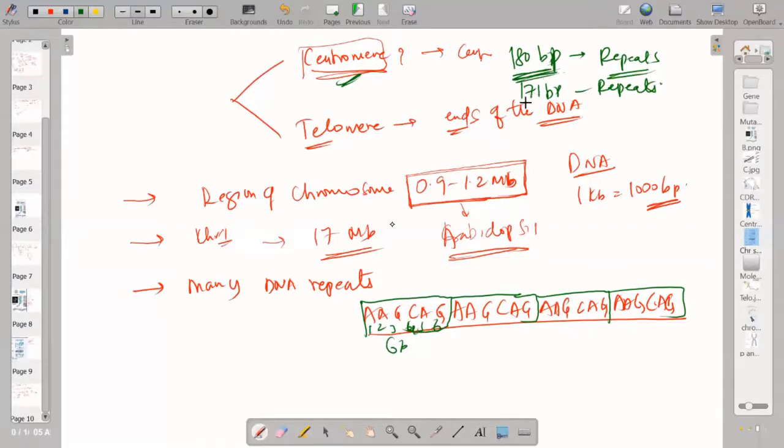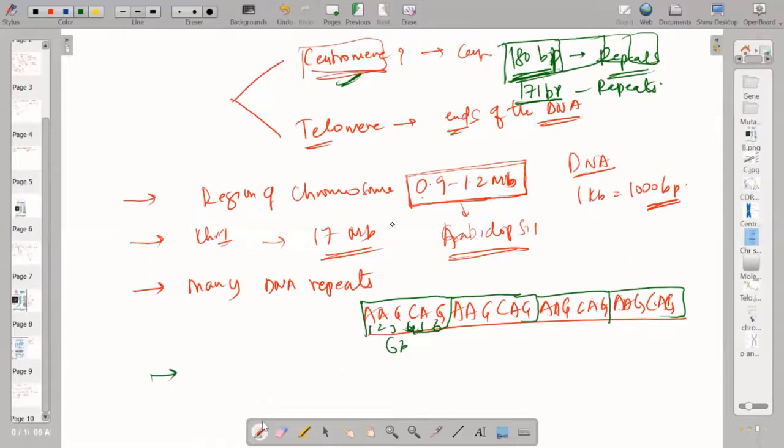In the same way, I can't give you the entire 171 base pair sequence, and you don't even have to know that. Just understand that you have a 180 base pair sequence, and then the same sequence is repeating. How many such base pairs can be seen? The size is around 0.9 to 1.2 MB. So in the centromere region, you see these repeated sequences of the DNA.